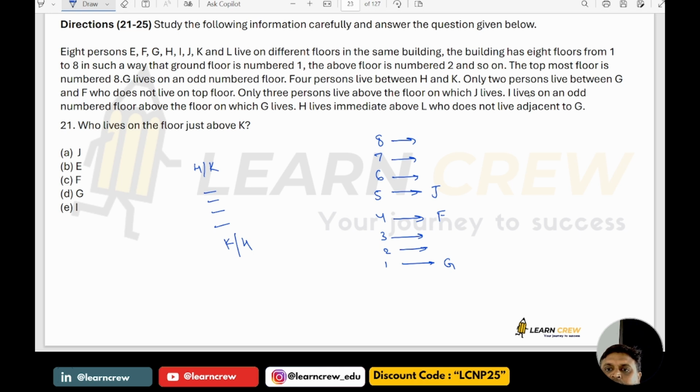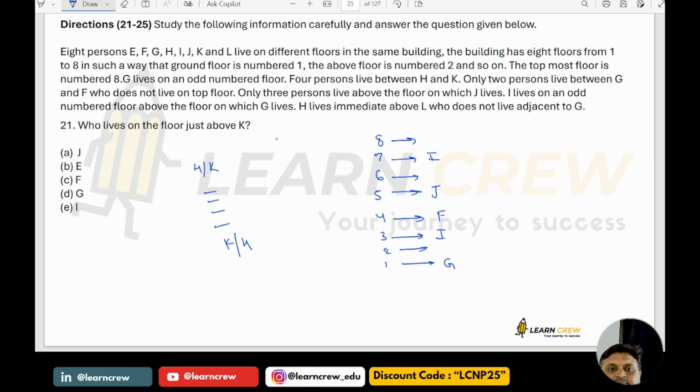Next, I lives on an odd numbered floor above the floor on which G lives. So I is above G. Where can I take I? I can be here, an odd numbered floor, or I can be here also. Okay, odd numbered floor above the floor G lives. H lives immediately above L, who does not live adjacent to G.